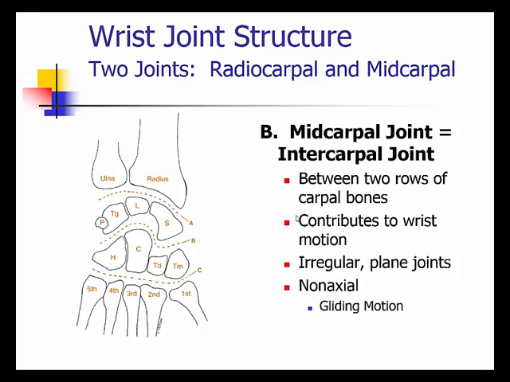Alright, the midcarpal joint, also known as the intercarpal joint, is between the two rows of carpal bones and contributes to wrist motion. They're irregular plane joints, and they're non-axial, so they have this gliding motion, but the gliding motion can only occur as an accessory to radiocarpal joint motions. Again, the CMC joint is in the next chapter, so don't get confused here. The midcarpal joint is this one labeled B, right here in between, not this C one right here.